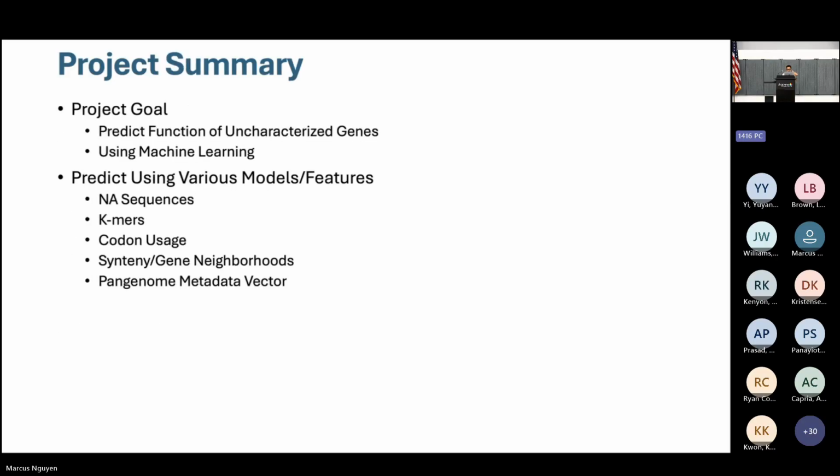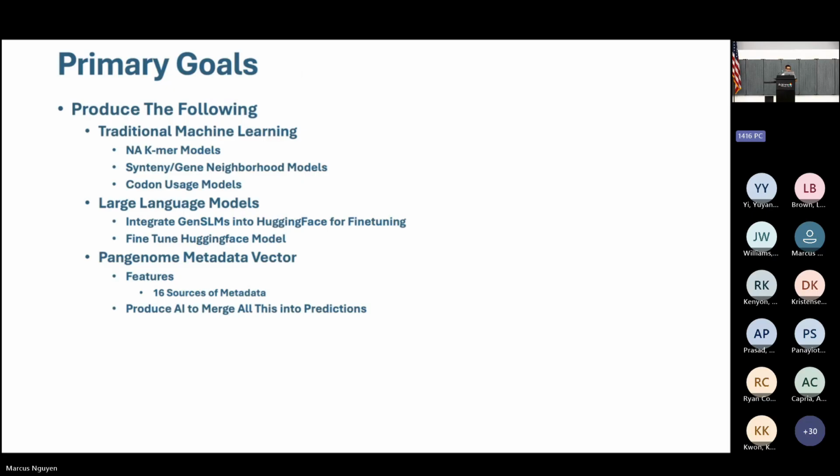The project goal is to predict a function of uncharacterized genes using machine learning. And we're going to predict it using various models or features. They span from whole nucleotide acid sequences to k-mers to codon usage to synteny or gene neighborhoods, as well as somebody suggesting using a fairly large pan-genome metadata vector. We'll get a little bit deeper into that right now.